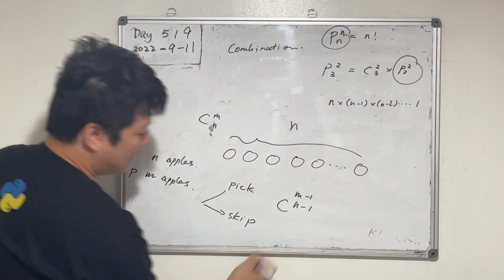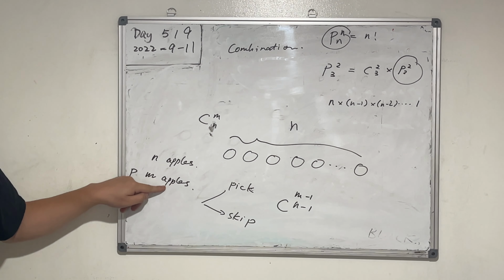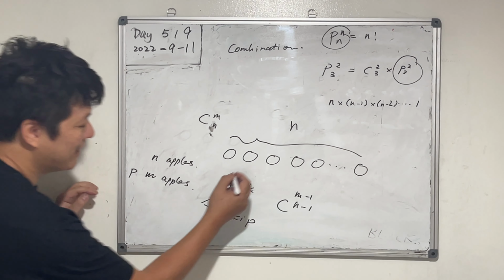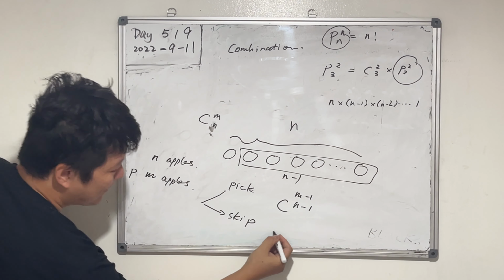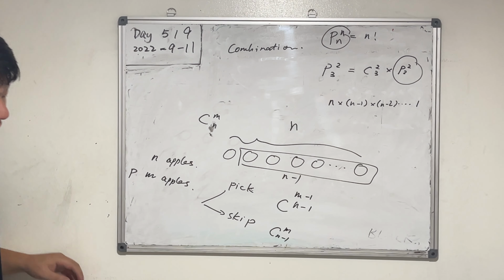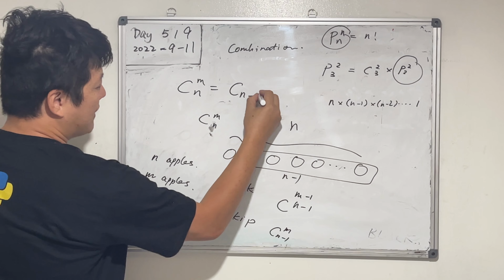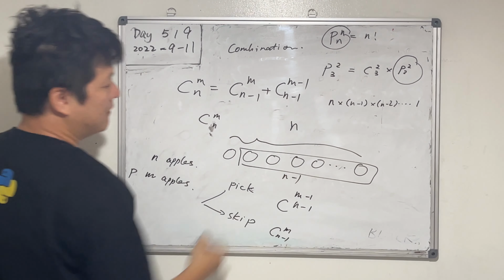If we skip it, we still need to pick m. How many apples do we pick from? We skip this one, so here is n minus 1. So it's C n minus 1, we want to pick m. C n m equals C n minus 1 m plus C n minus 1 m minus 1.